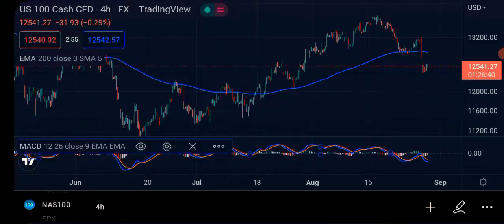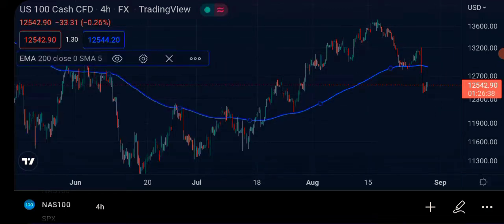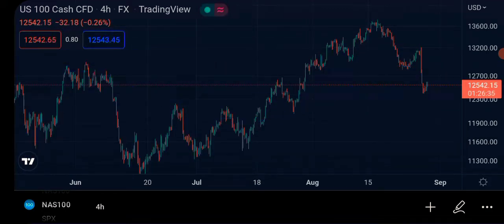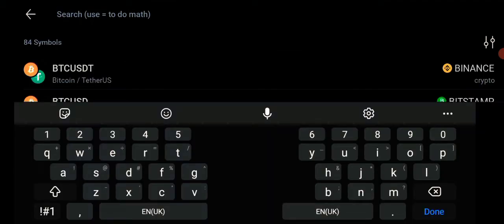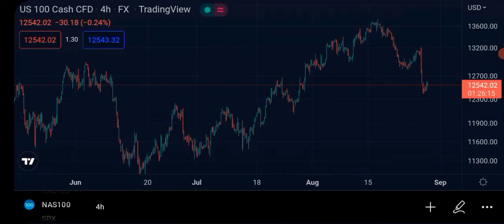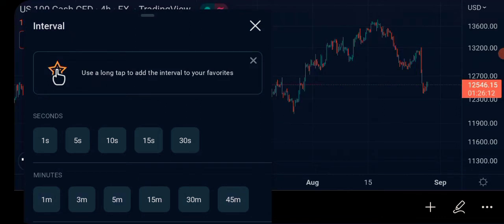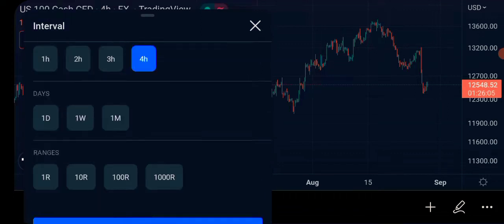So I'll be deleting the old setup and starting the configuration again. The market I'll be using is the Nasdaq 100, US100. That's the CFD I'll be trading with, and I'll be using the 4 hours time frame.